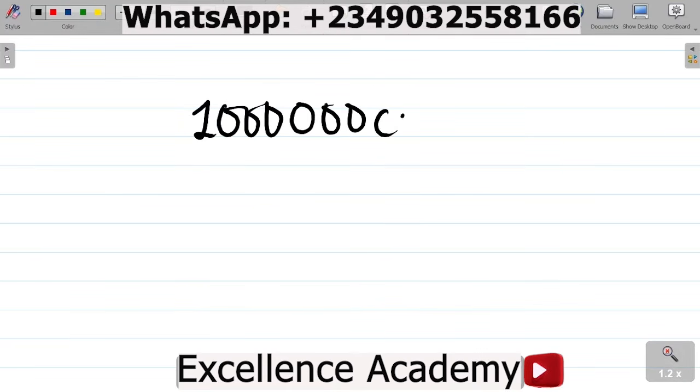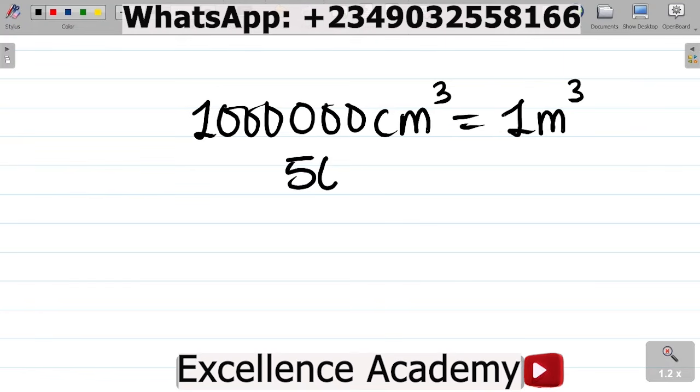1 million centimeter cube is equal to 1 meter cube. We want to convert 0.12345 million in centimeter cube. Let's get the answer in x. We don't know the value, so let's call it x in meter cube.